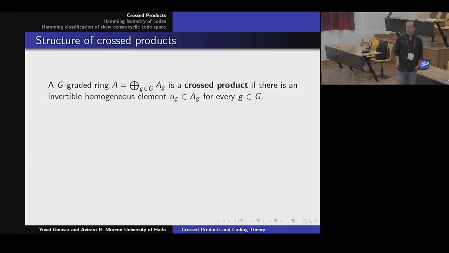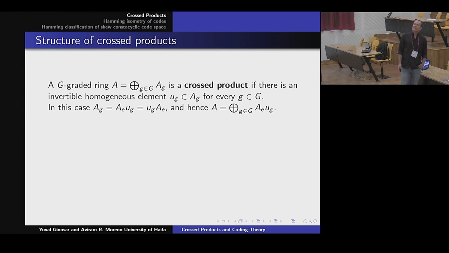Is natural. A graded ring is a cross product if there is an invertible homogeneous element for every g in G, say U_g in A_g. In this case, the homogeneous component A_g is just this U_g, the invertible element, times A_e, either from the left or from the right. And hence we can write A as this direct sum, A_e U_g, over all g in G.